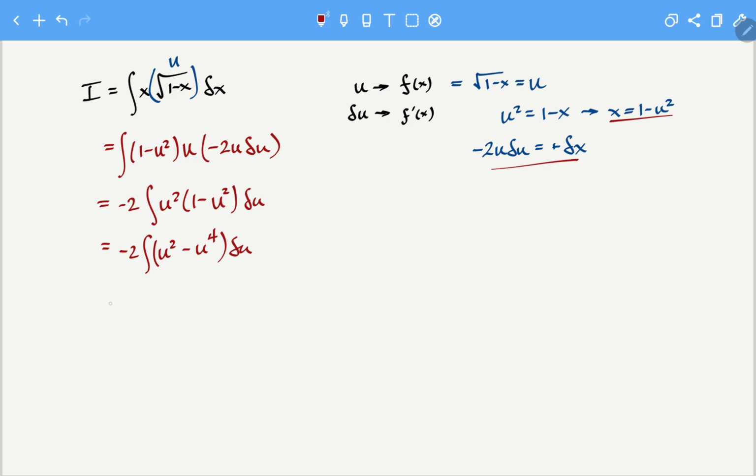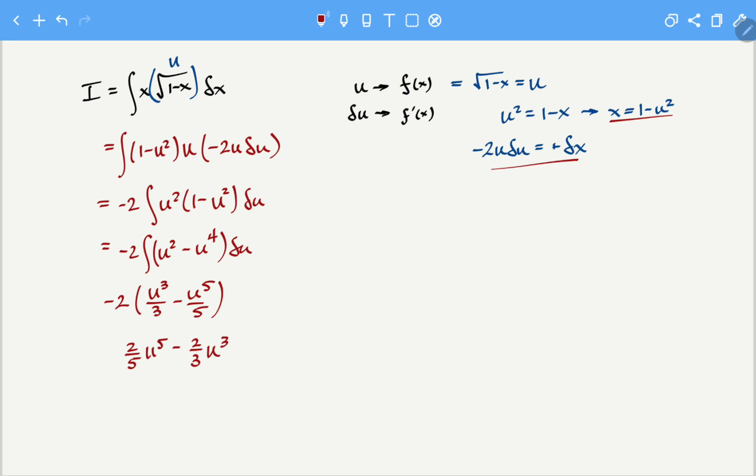Now this is way easier because we know that this is equal to negative 2 times u to the 3rd over 3 minus u to the 5th over 5. All right, we're good there. Now we just distribute our negative 2 back in, which allows us to do a little rearranging. So we end up with 2/5 u to the 5th minus 2/3 u to the 3rd.